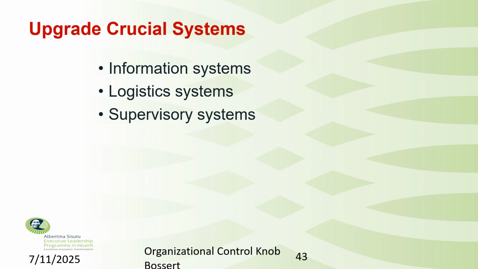You obviously need to think about upgrading your systems. You can't just only think about management and leadership. You need to look at systems that can support and complement anything that you're doing. Information systems, logistics systems, supervisory systems, all of those are also part of your organizational control knob, right? And those must be tweaked and improved to get your health system to perform better.